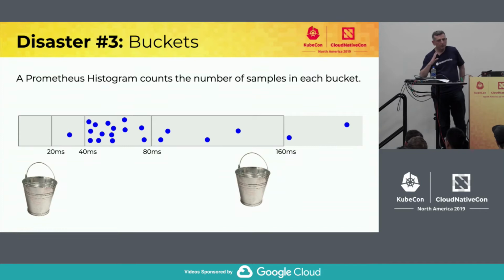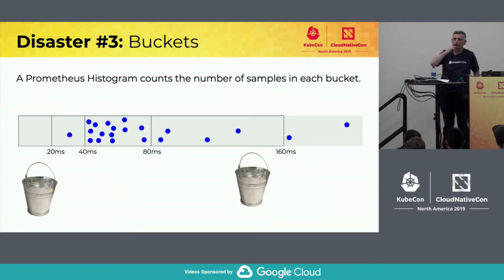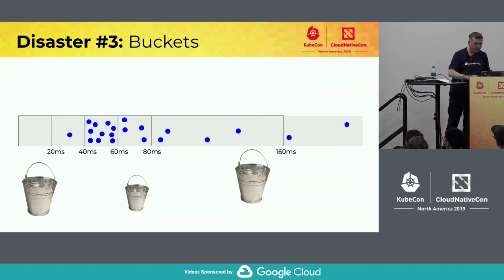If you work with a histogram like this, what you might find is that when you do the queries, the value you get out will just jump around between the 40 millisecond point and the 80 millisecond point, because almost all the data is in that bucket. So you might find there's no definition in that range. No problem, add a bucket.